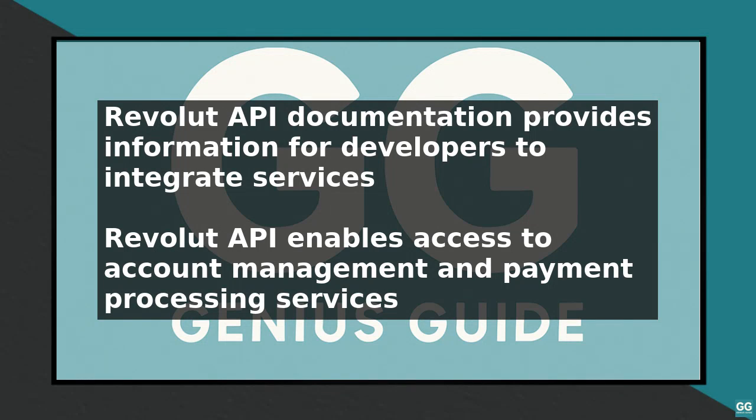Revolut API documentation is a comprehensive guide that provides developers with the necessary information to integrate Revolut services into their applications. To get started with Revolut API documentation, first understand what an API is. An application programming interface, or API, is a set of defined rules that enables different software systems to communicate with each other. The Revolut API allows developers to access Revolut services such as account management, payment processing, and exchange rates.